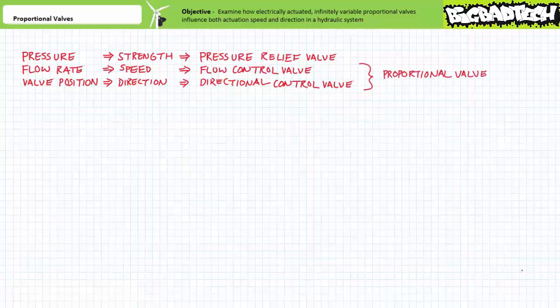A proportional valve, in contrast, is a device that does two things at once. Proportional valves control flow as well as stop, start, and change flow direction. Proportional valves are in effect combined flow control valves and directional control valves.